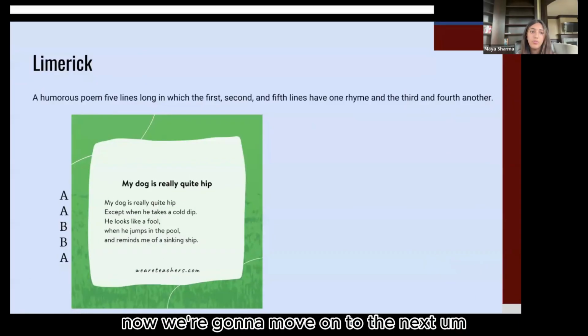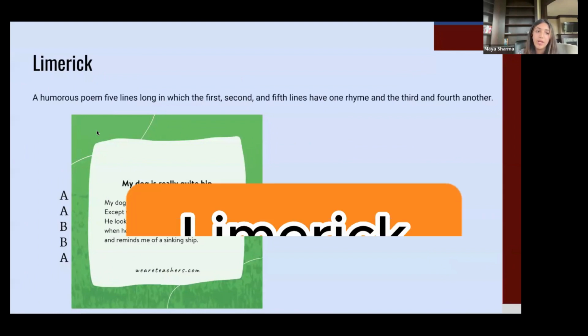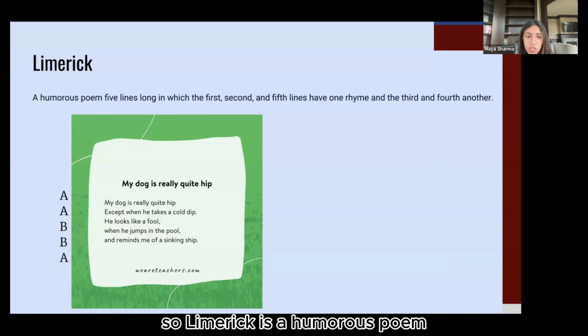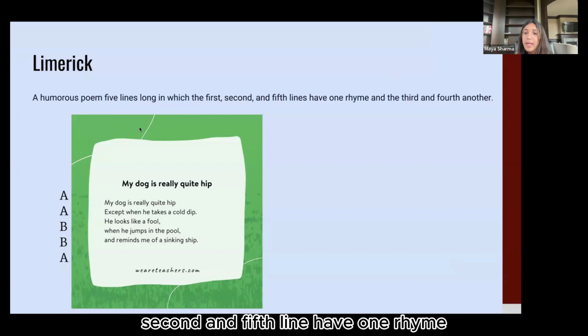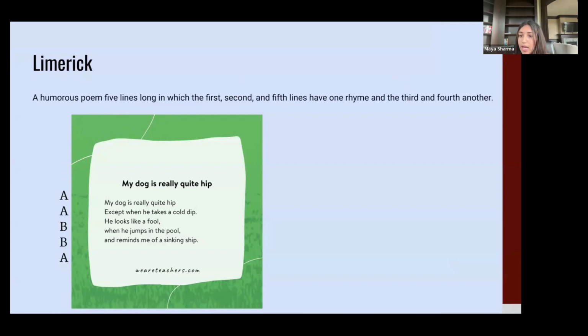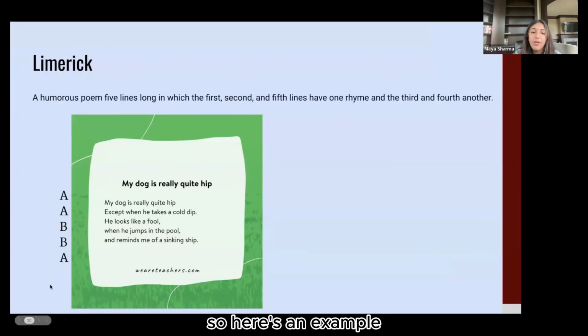Now we're going to move on to the next poem type, which is limerick. A limerick is a humorous poem consisting of 5 lines in which the first, second, and fifth lines have one rhyme and the third and fourth another. So here's an example.